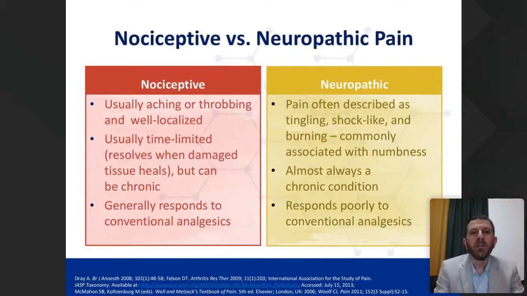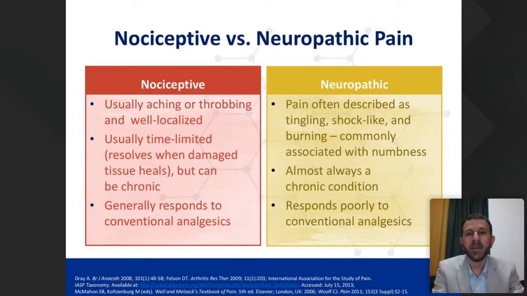So when we look at pain in general, there are two types of pain that we have to consider: nociceptive and neuropathic pain. Nociceptive pain is usually considered aching, throbbing, and well localized. And it's time limited. What does that mean? You cut yourself with a knife, it's nociceptive pain. Usually there's tissue damage, and when the tissue heals, the pain goes away most of the time, but you can rarely get pain after the injuries. And usually it responds to conventional anesthetics or analgesics such as morphine, tramadol, or NSAIDs.